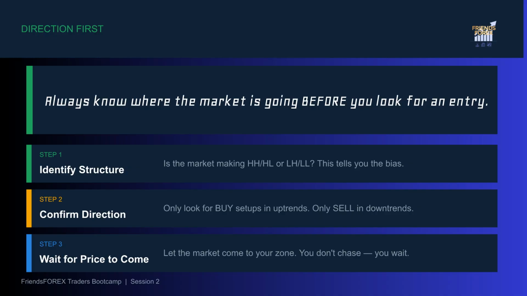Step 1. Identify the structure to determine your bias. Step 2. Confirm your direction. Only look for buy setups in an uptrend and sell setups in a downtrend. And then step 3, wait for price to come into your zone. You wait, you don't chase.